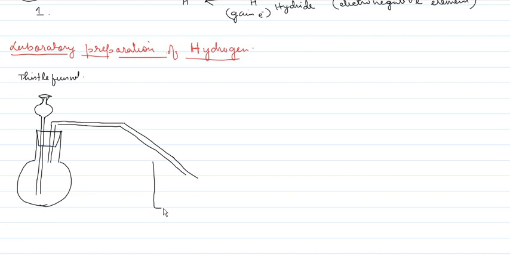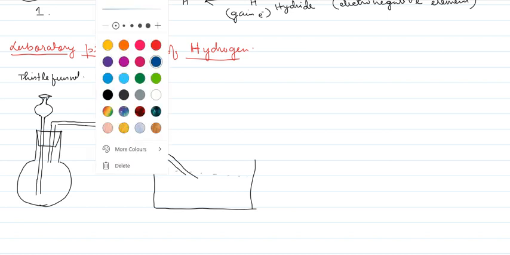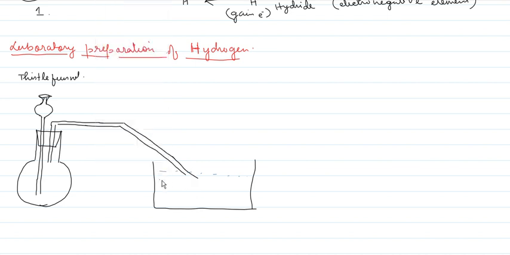First let me draw the diagram. So this is our what? Gas collecting chamber, and it will be filled with water. Remember that the gas collecting chamber will be filled with water. Also it will be having an empty gas jar which will be kept in overturned position.